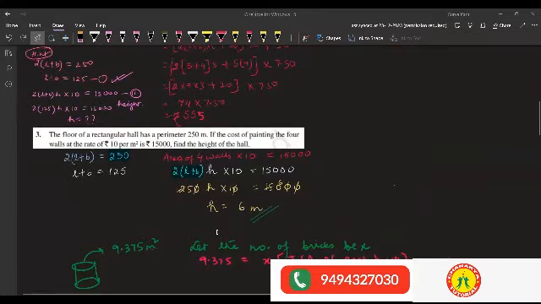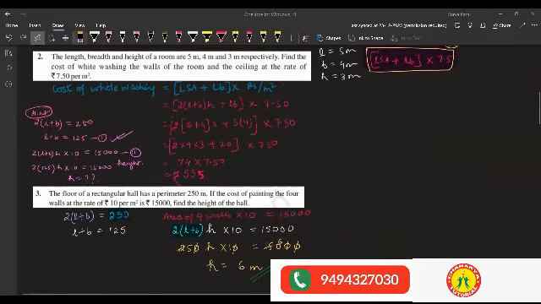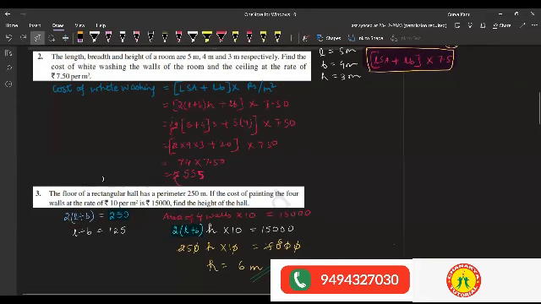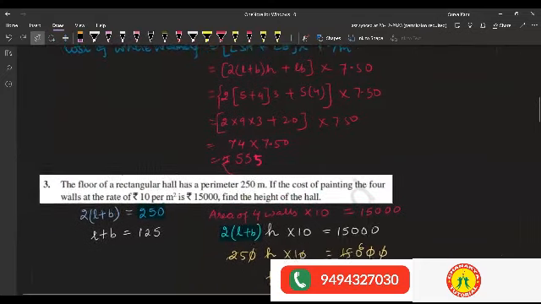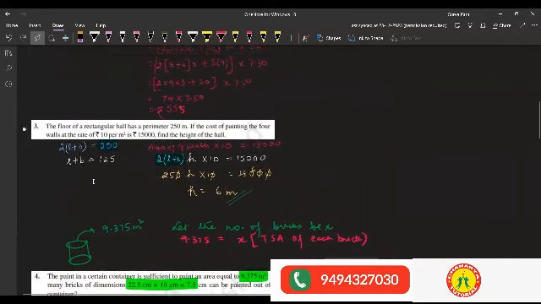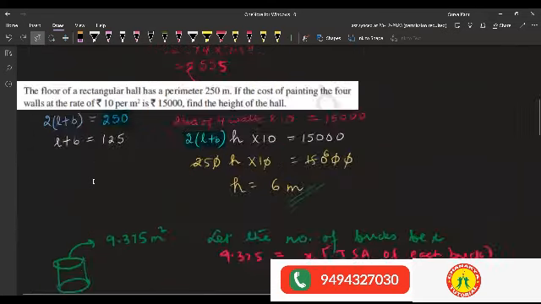So I'll just erase the top part right now. Anyone having doubt in this? So mainly you should understand the area of 4 walls. The price is given, no? How to find the cost? It's a simple concept that if you know the area of 4 walls, multiply by the cost per meter square. Then you'll get the total price of it. Okay. Is it clear? Yes, all right. Next is question number 4.